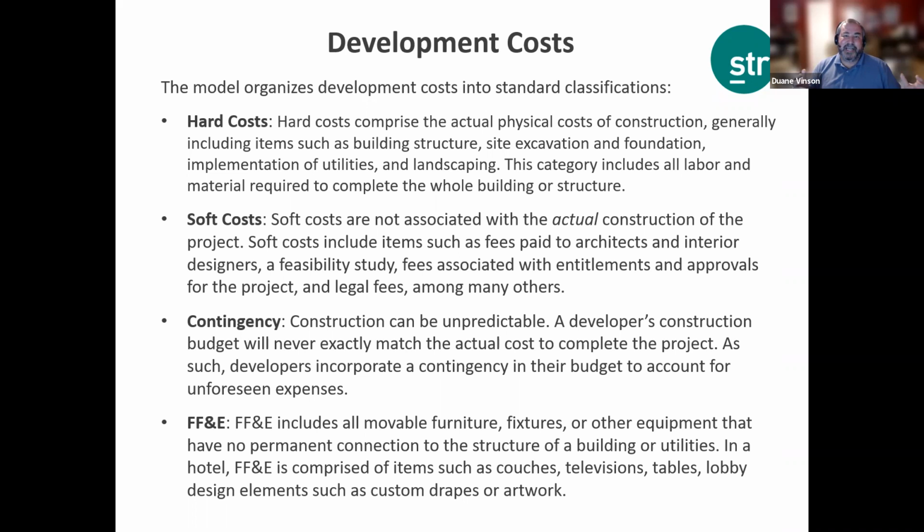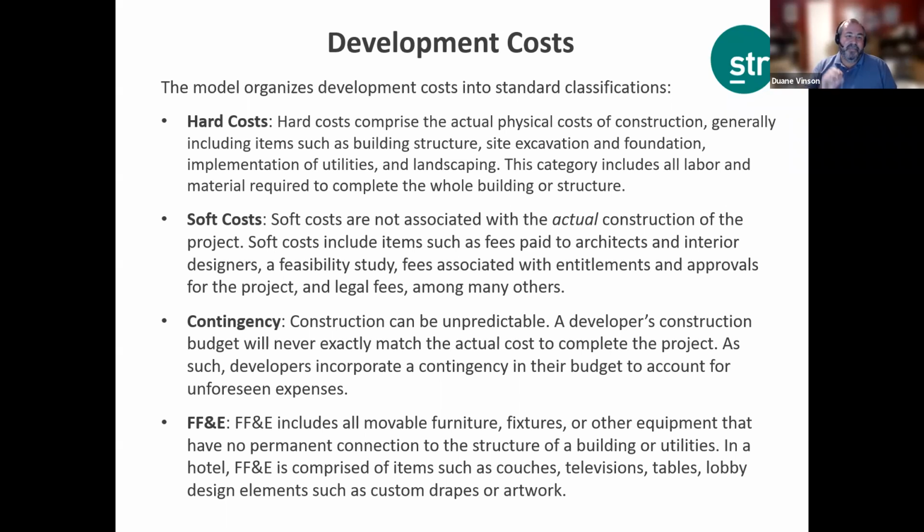Hard cost comprises the actual physical cost of the construction: building materials, site excavation, utilities, landscaping. Soft cost includes things like fees, architectural fees, interior designer fees, feasibility study fees, approvals, legal fees, attorney fees. All that's going to go into soft cost. So it's not part of the actual construction cost. That's going to be in hard cost.